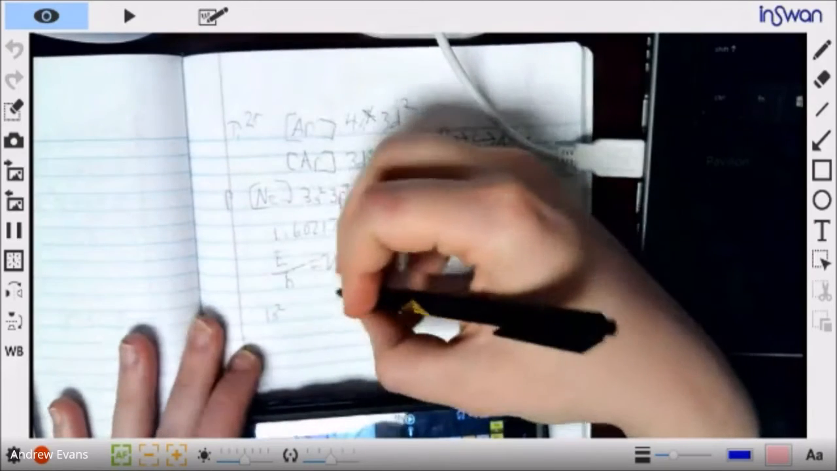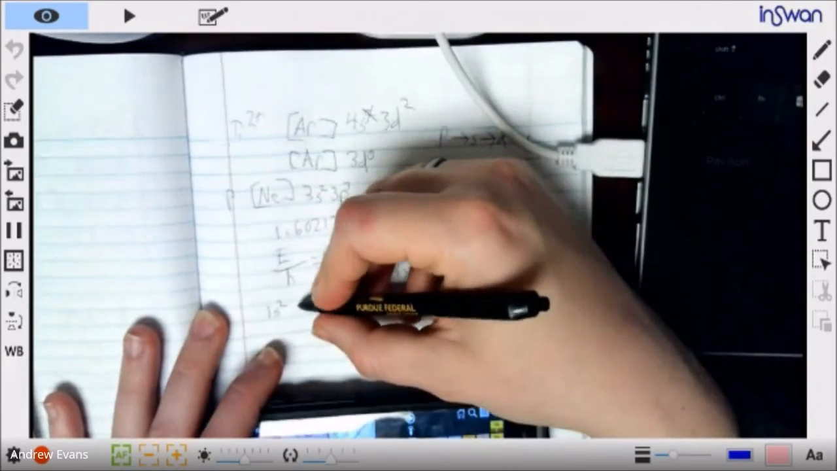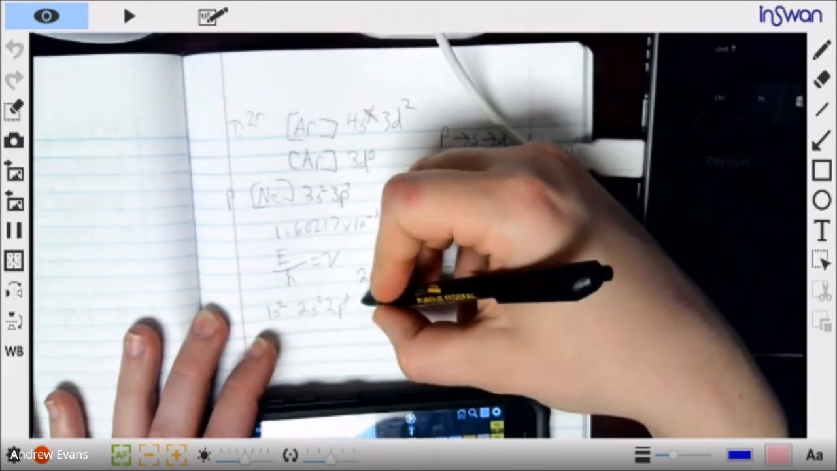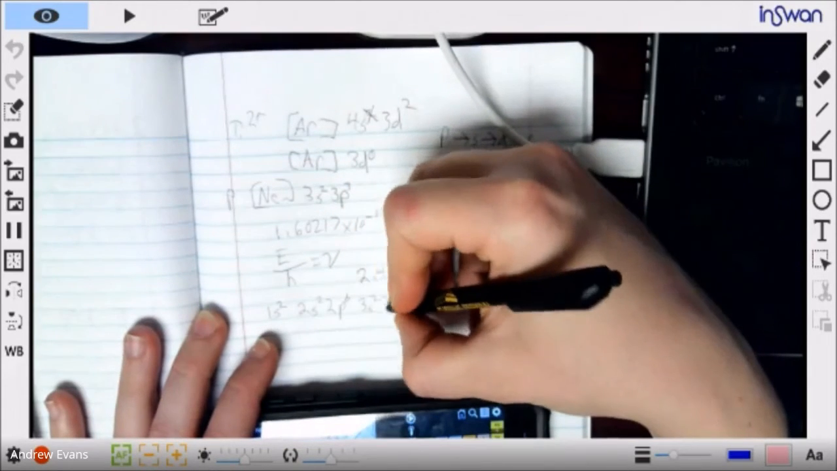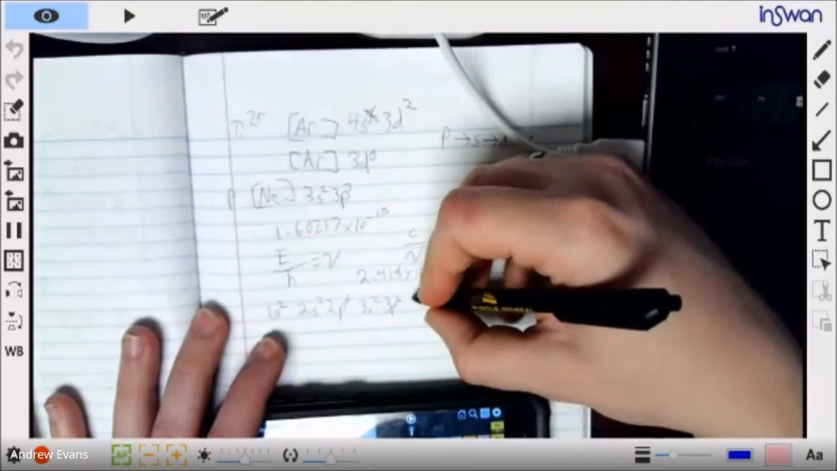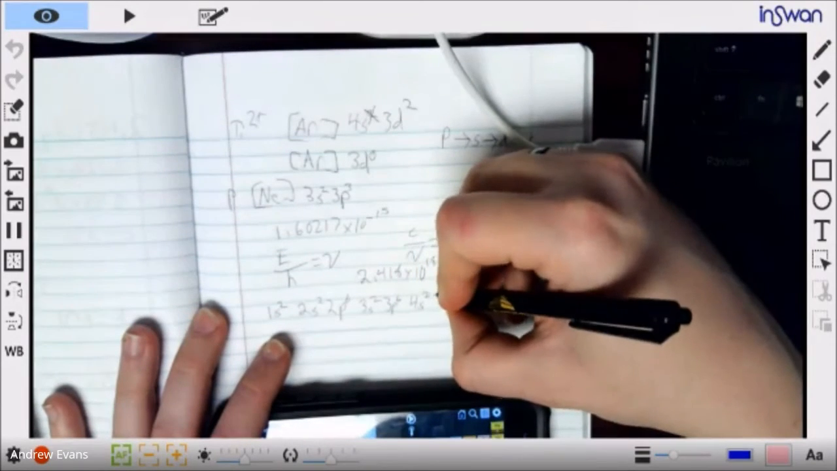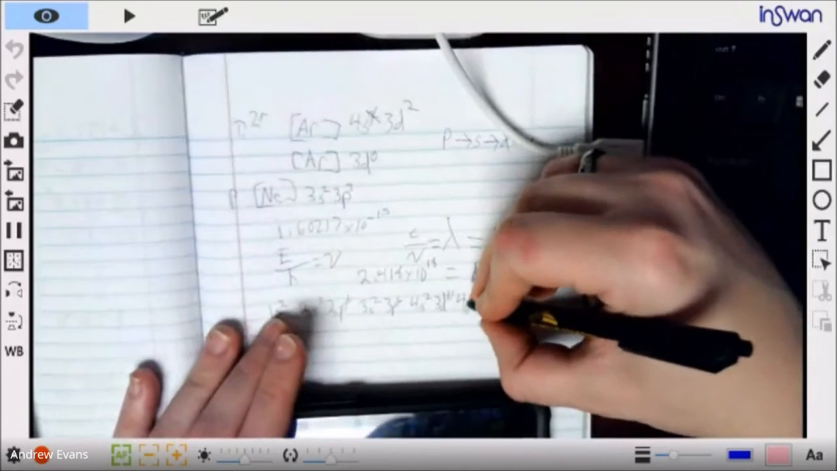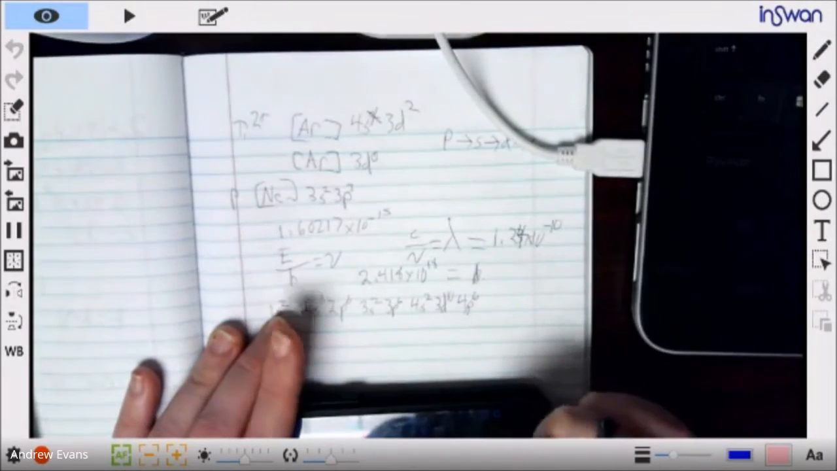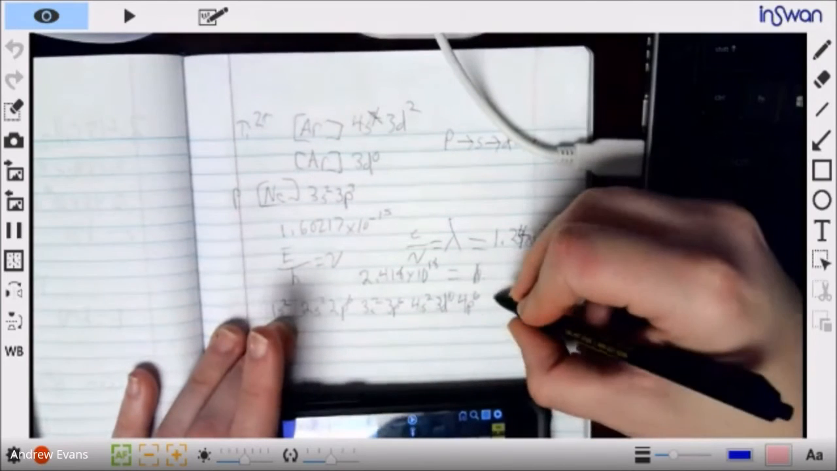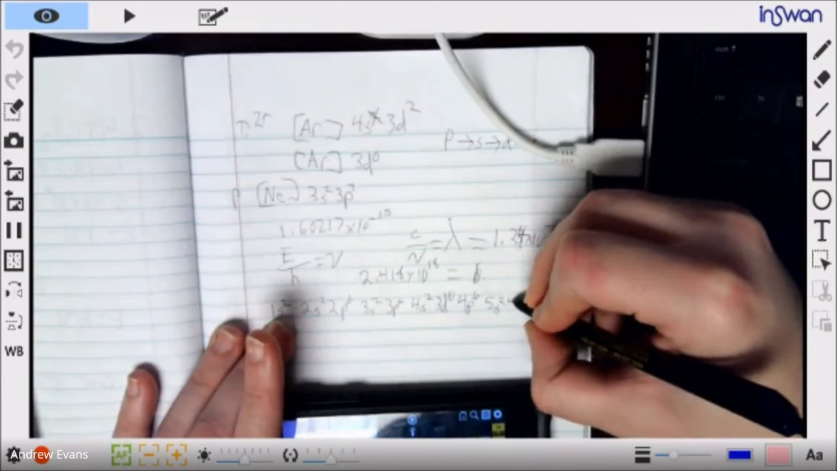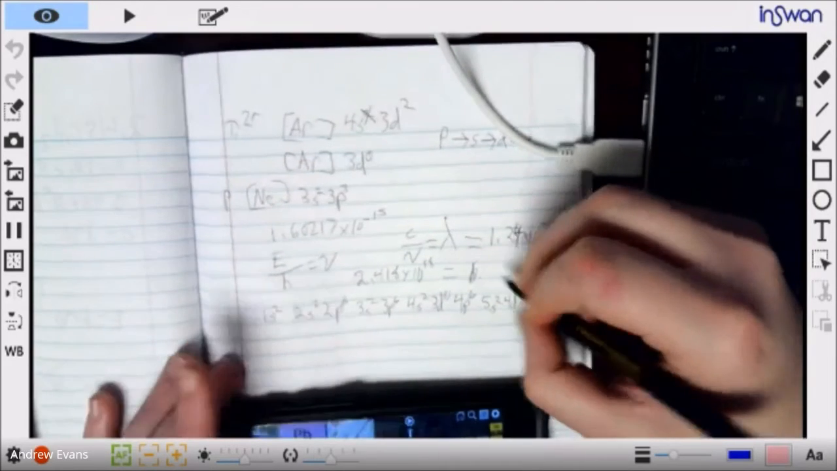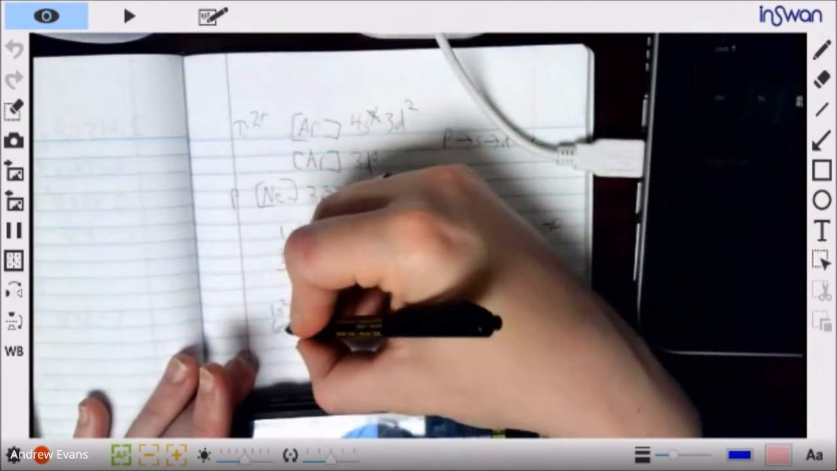So 1s2. 2s2, 2p6. Then 3s2, 3p6. That's row 3. 4s2, 3d10, 4p6. That's row 4. Almost there. 5s2, 4d10, 5p6. That's row 5. Last row. 6s2. Now here's the hard part.